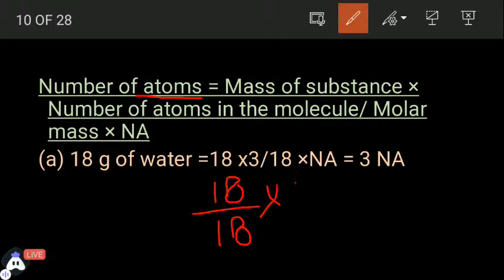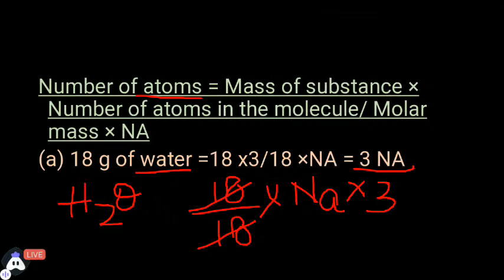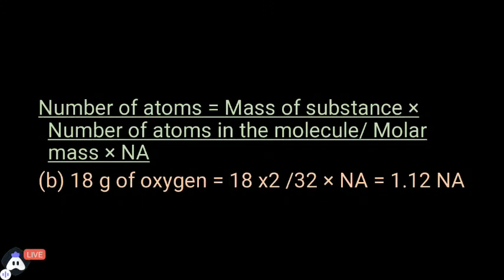Then it's number of moles into Avogadro number, and it also gets multiplied by the number of atoms. How many atoms does water have? The formula of water is H2O. So there are 2 hydrogen atoms and 1 oxygen atom, so 3 atoms. So 18 and 18 got cancelled and we got 3 NA. That means 3 into Avogadro number for the first part. Following that, the second one was 18 gram of oxygen.